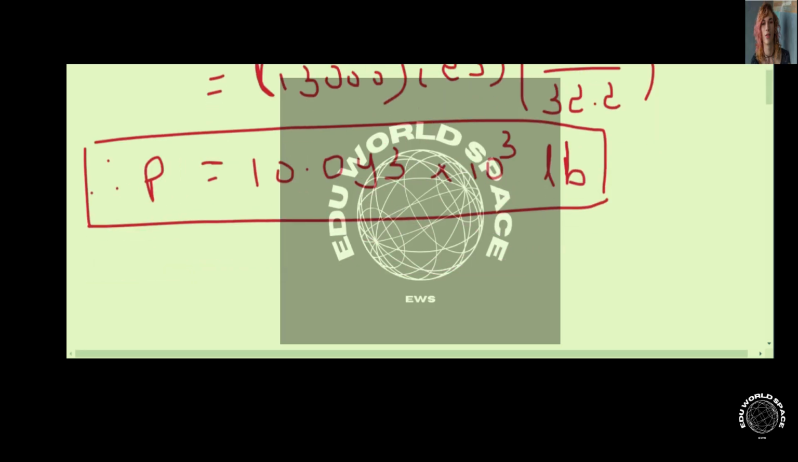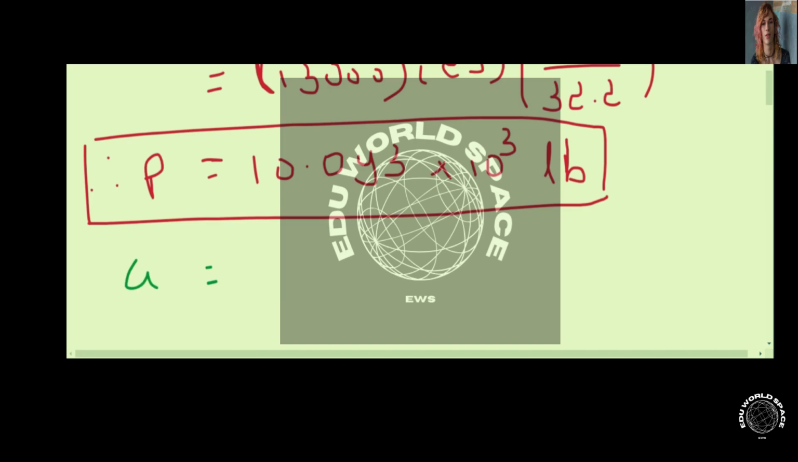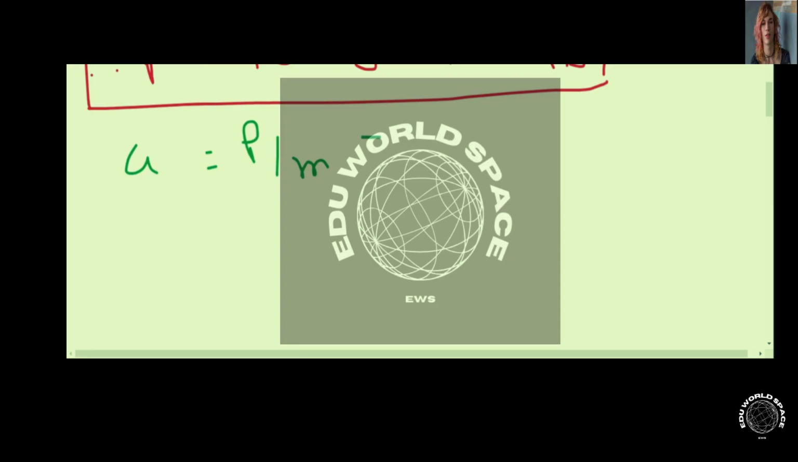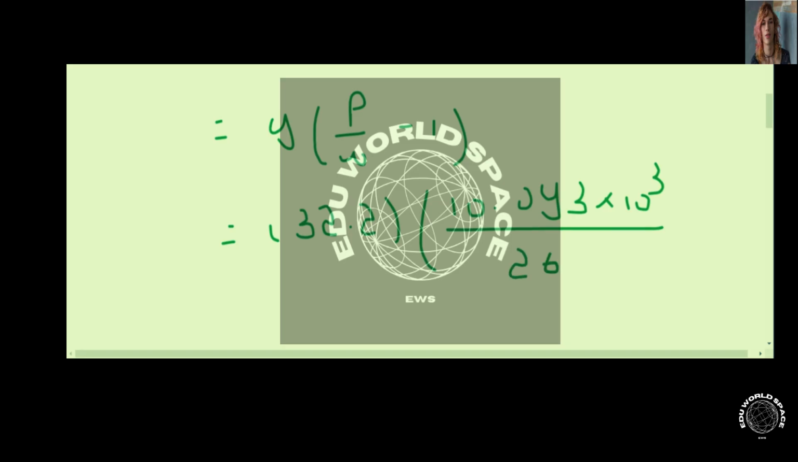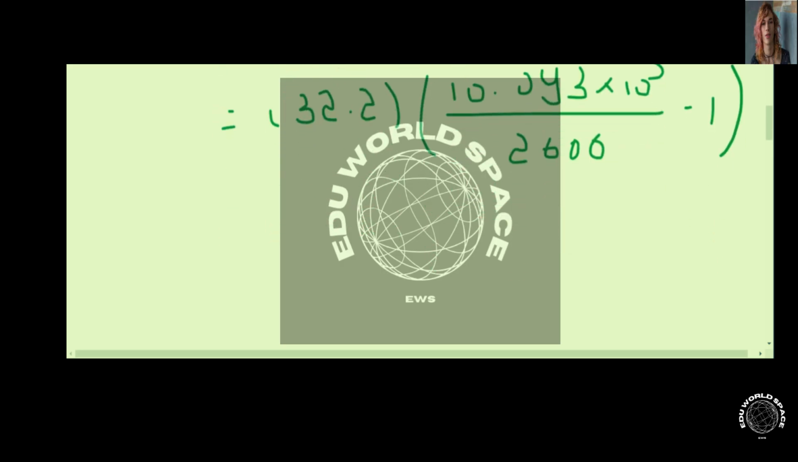Now let's talk about the acceleration. So that will be A is equal to P by M, but again we have the weight, so I can write g times (P by W minus 1) is equal to 32.2 times (10.093 into 10 to the power 3 upon 2600 minus 1), which gives me the final answer A is equal to 92.798 feet per second square.